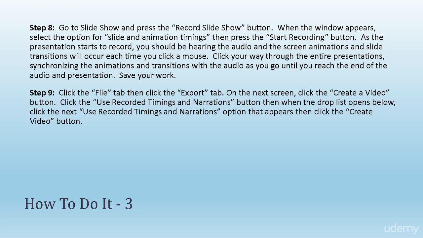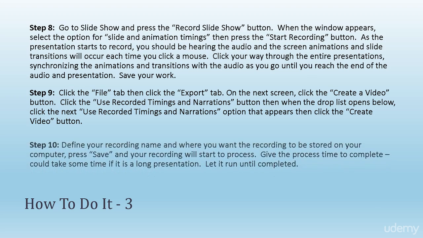Step 9. Click the File tab, then click the Export tab. On the next screen, click the Create a Video button. Click the Use Recorded Timings and Narrations button. Then when the drop list opens below, click the next Use Recorded Timings and Narrations option that appears, then click the Create Video button.